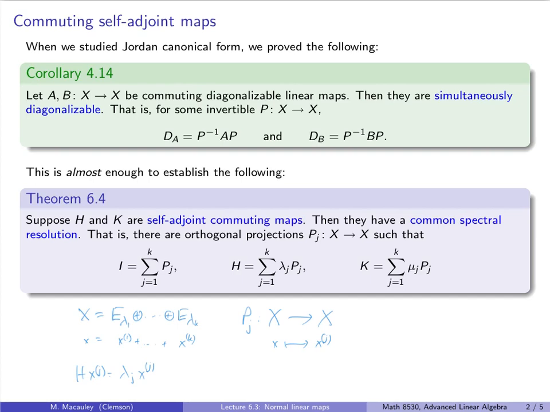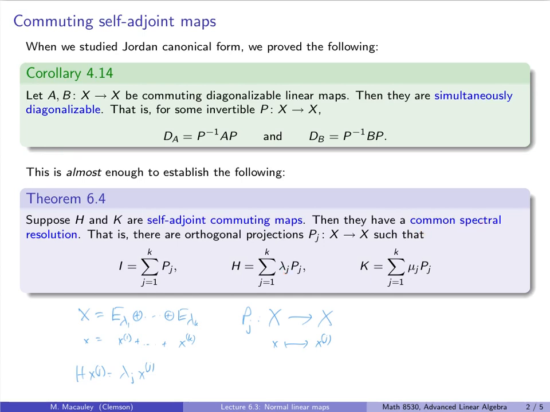So that's the spectral resolution of H. The way to really think about it is that it's just a decomposition of X into the eigenspaces. And so I is the sum of these linear maps, and H is just a linear combination of these projection maps. So it says we project onto each component independently, and then we stretch accordingly according to lambda.